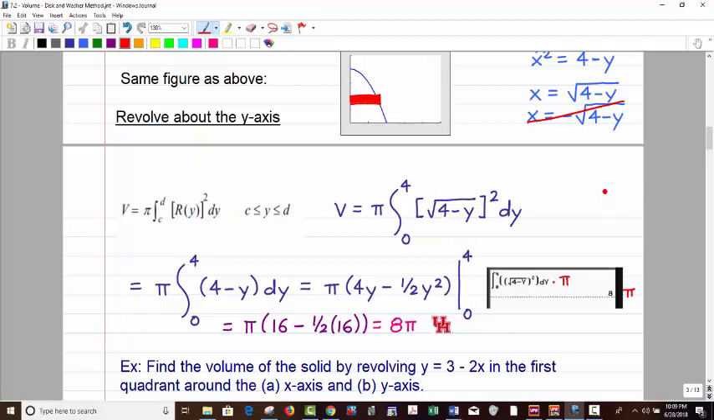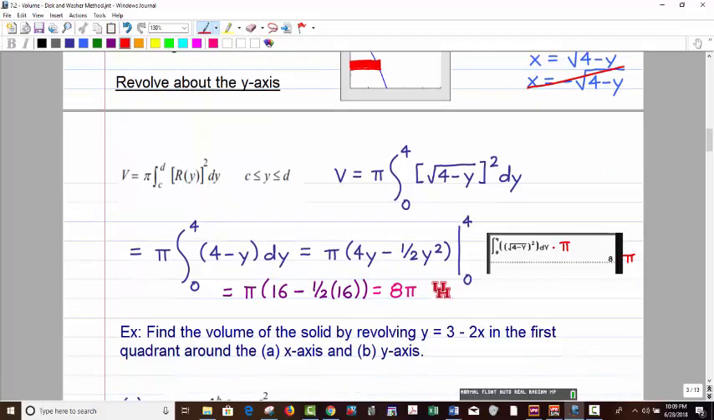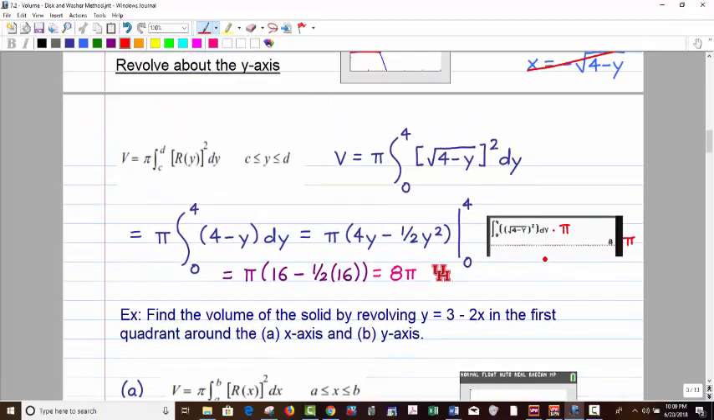And that was actually easier than the last one if you worked it out manually, because the square kills the square root. So this leaves 4 minus y, antiderivative 4y minus 1 half y squared. Plug in 4, plug in 0, we get 8 pi. And you see I did this in the calculator. And this time I wrote the fact that it's times pi. So the answer is not 8, it's 8 pi.